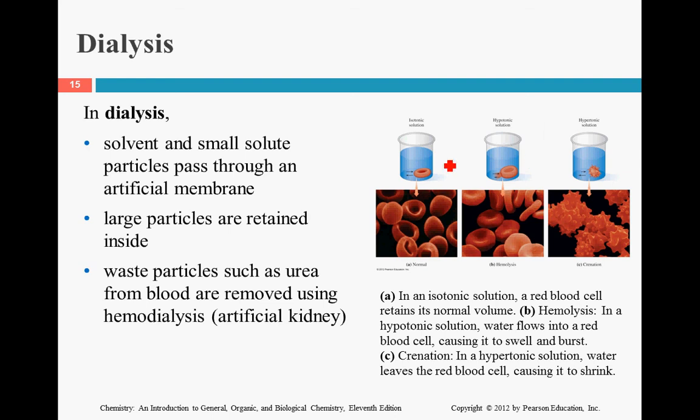So here's the summary. Here are the three cells. This one is normal because it's in an isotonic solution. This one's in hypo, which means that it's lower concentration. That means that the water is trying to go into the cell, and the cell ends up bursting. And then this is a hypertonic, meaning a high concentration. The water is coming out of the cell and going into the water. Either one of these situations is bad.